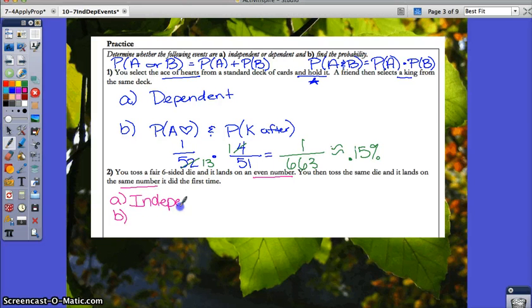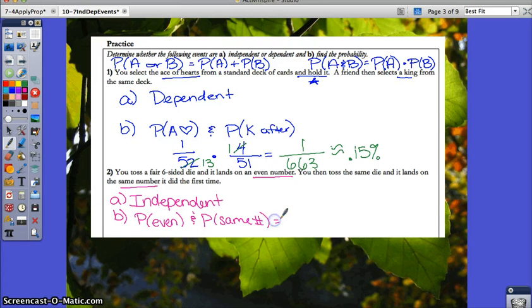Sometimes we think that they are dependent because it says you have to get the same number. But no matter what number you get on the first toss, your probability for the second toss is going to be the same no matter what, right? What's the probability of getting any one number on a die? 1/6. So it doesn't matter what you get on the first toss, okay? The probability did not change. So these are independent. We want to know what's the probability of getting even, and then you toss it and you get the same number, the probability of getting the same number.